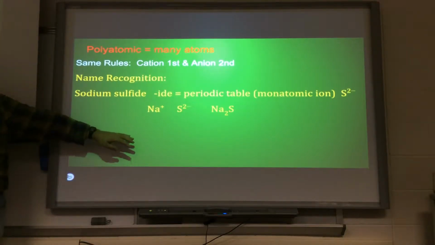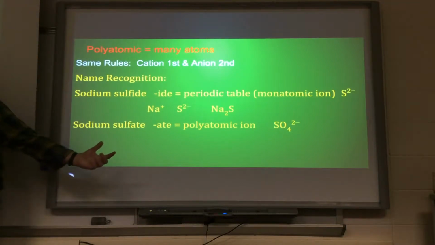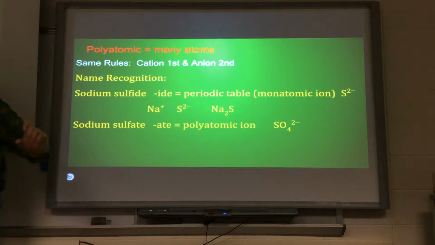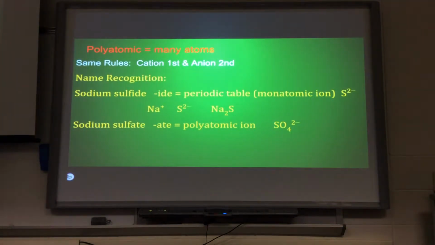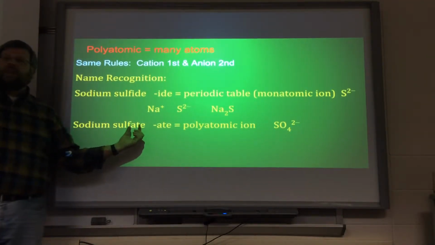But what if we had something that looks almost the same, sodium sulfate? It's that ending again. You need to be able to recognize that. That "ate" suffix at the end tells us it's a polyatomic ion. Whenever you see an "ate" or an "ite," guaranteed you've got a polyatomic ion present. That's part of your anion.